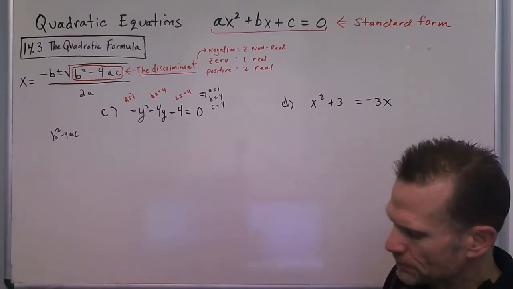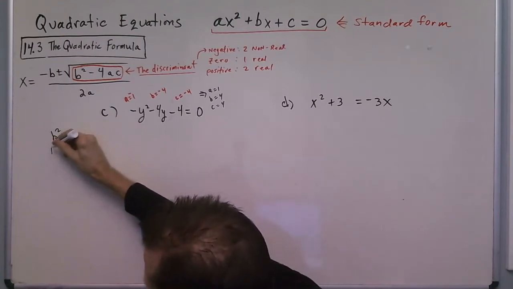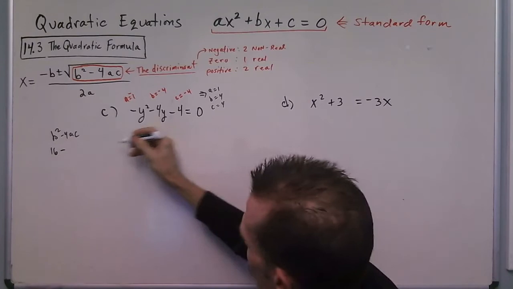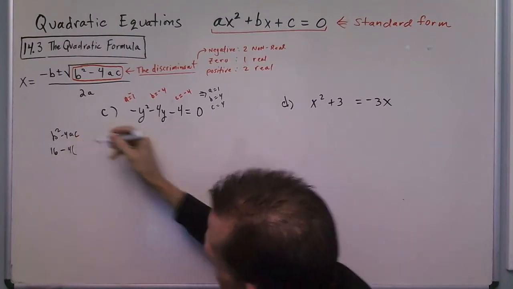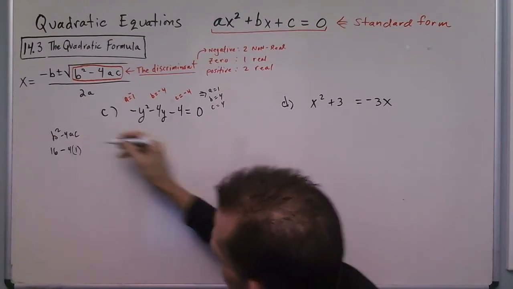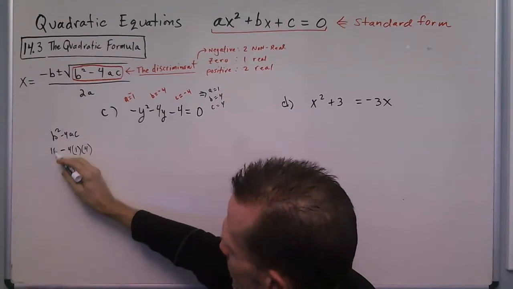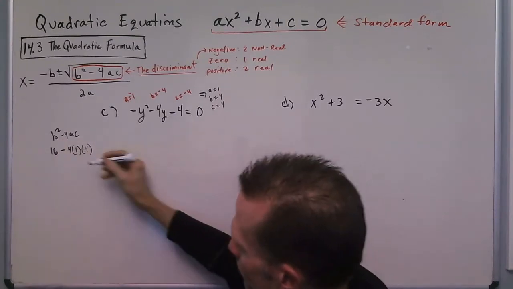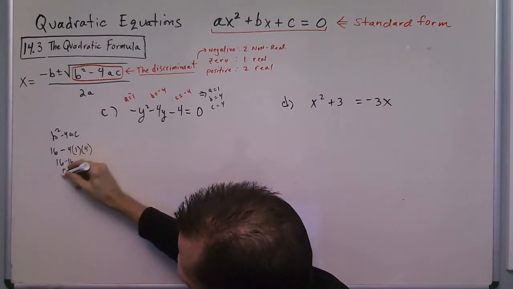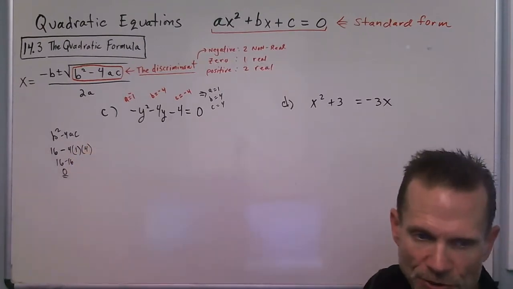Okay. So let's substitute the values in here. We have 16 minus 4 times 1 times 4. I got that 16 from the 4 squared, our b value squared. So I have 16 minus 16, I have 0. Okay. So what that tells us is we're going to have one real solution.